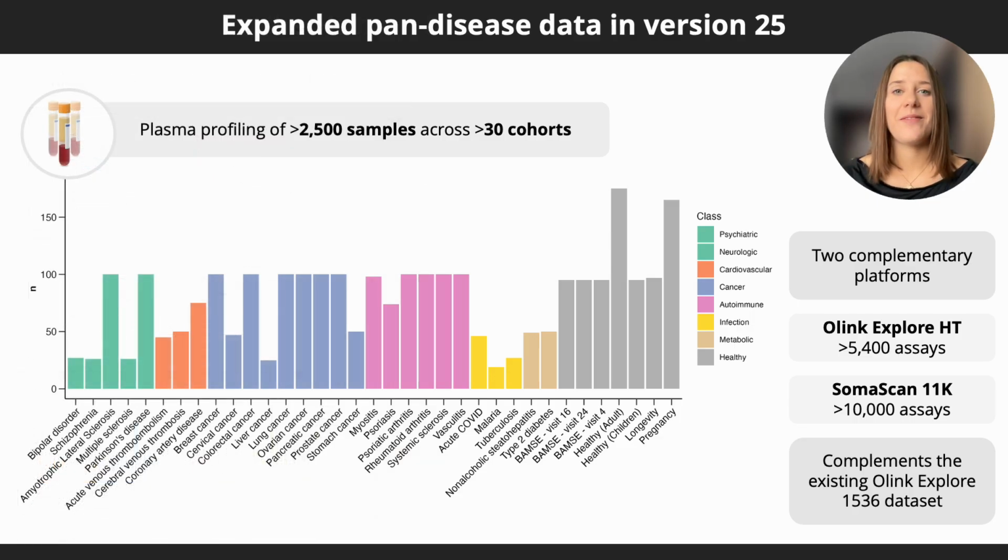In this new release, we have expanded the resource with a new pan-disease dataset that includes over 2,500 plasma samples from over 30 cohorts. The samples have been profiled using two complementary proteomic platforms, the Olink HT, which covers over 5,400 assays, and the SomaScan 11K, which measures over 10,000 assays. This addition complements the previously available Olink Explore data and broadens the proteomic coverage of the pan-disease blood atlas.